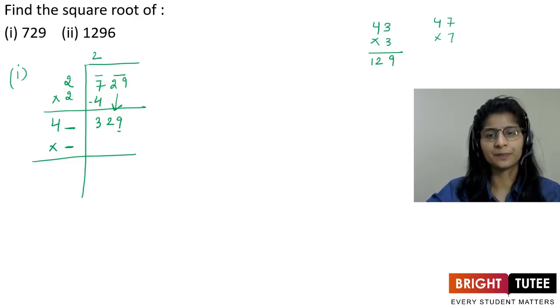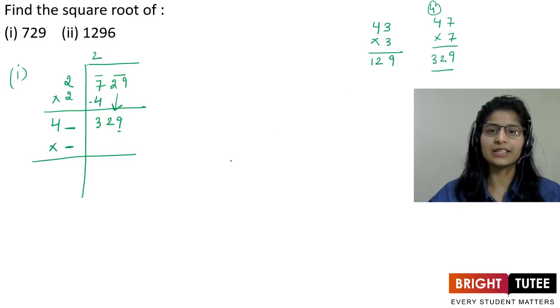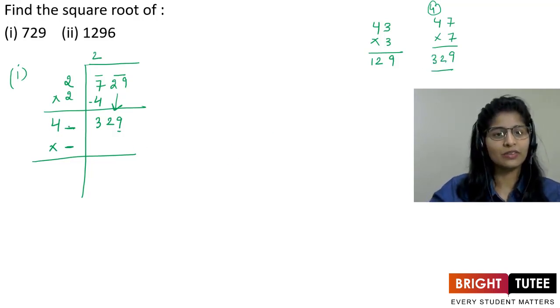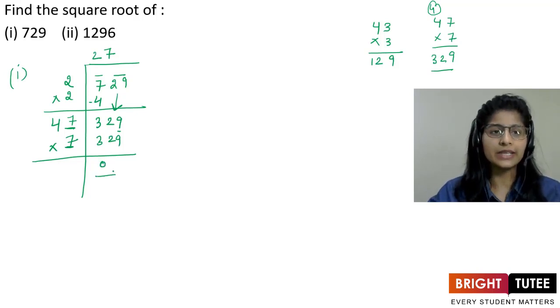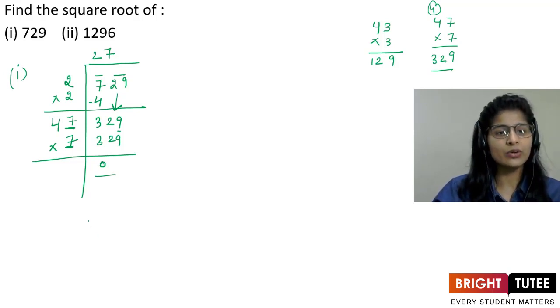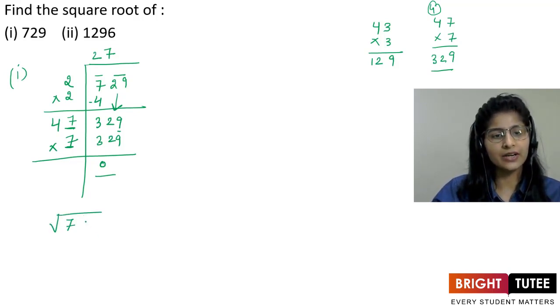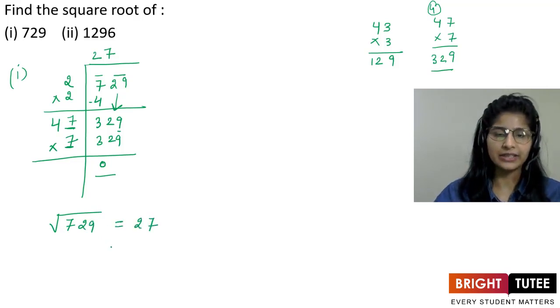Let's try another digit that gives us 9 at the end. It is 7. 7 7s are 49. 4 is a carry over here. 7 4s are 28, and 28 and 4 is 32. Yes, we are getting the exact number. So what will we write here? 7. What is the quotient? 27, and the remainder is 0. We see that 729 is a perfect square, and the square root of 729 is 27. Clear?